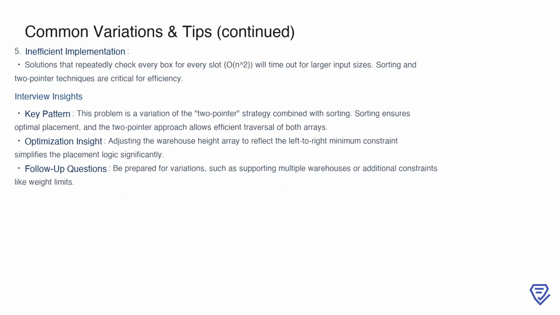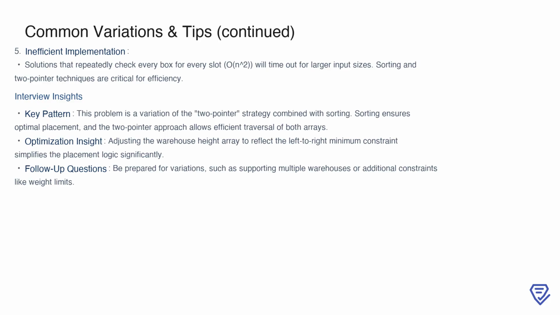Inefficient implementations are another issue to consider. For instance, solutions that check every box against every warehouse slot will have a time complexity of n squared, which is not scalable for large inputs. To address this, sorting the boxes and using a two-pointer strategy is essential for efficiency.